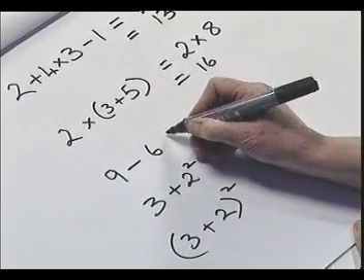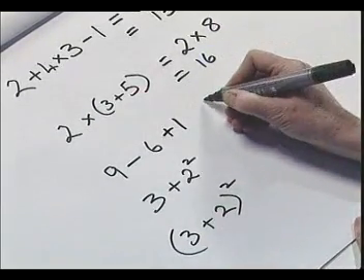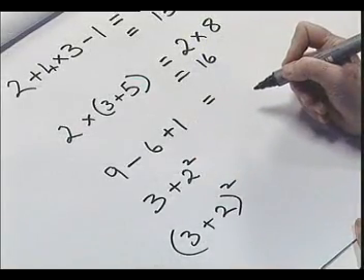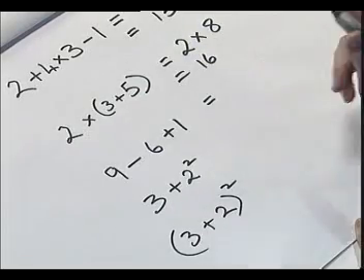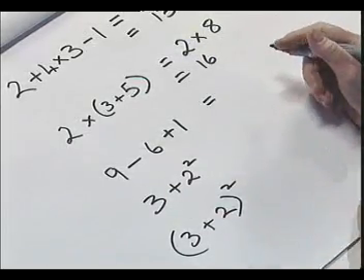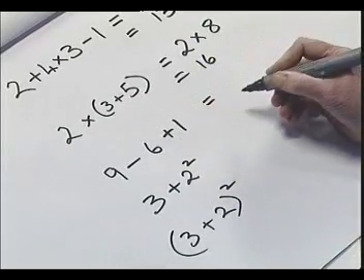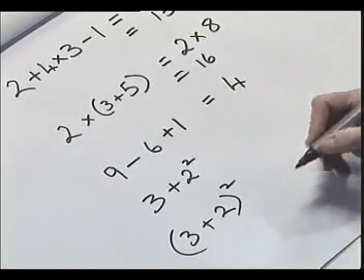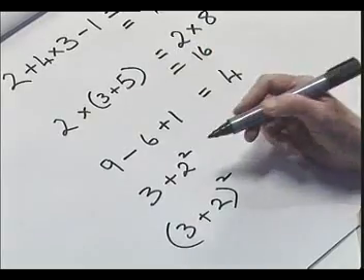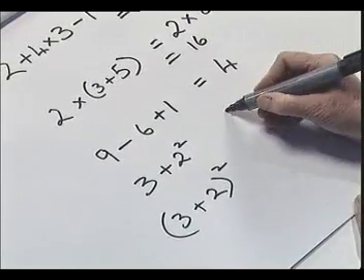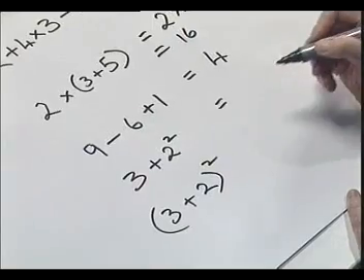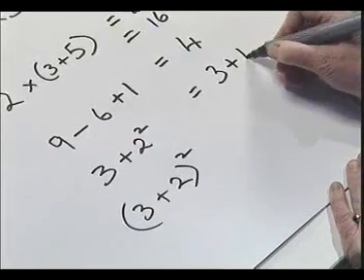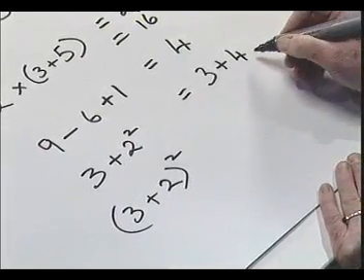What about the next one? 9 minus 6, but I forgot to add the plus 1. Now in this case, we've got the subtract and the add together. So we've got the same priority. The rule is work from left to right. So we say 9 minus 6, which is 3, add 1, which is 4. The last two involve powers. 3 plus 2 squared. Well, using BODMAS again, we do the squares, the powers first. 2 squared is 4, so our expression becomes 3 plus 4. And 3 plus 4 is 7.